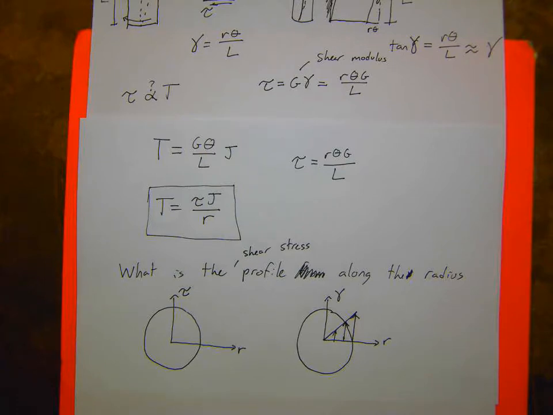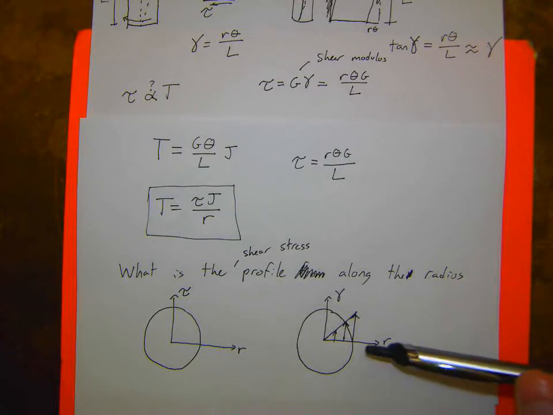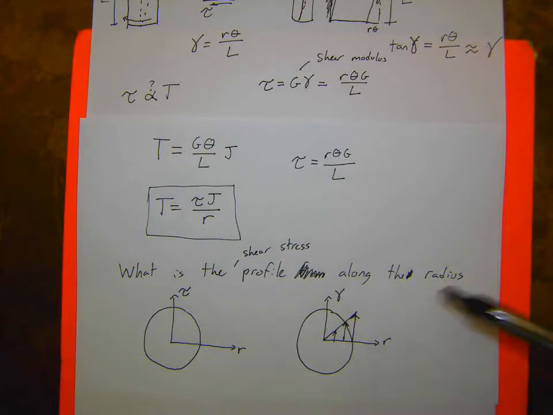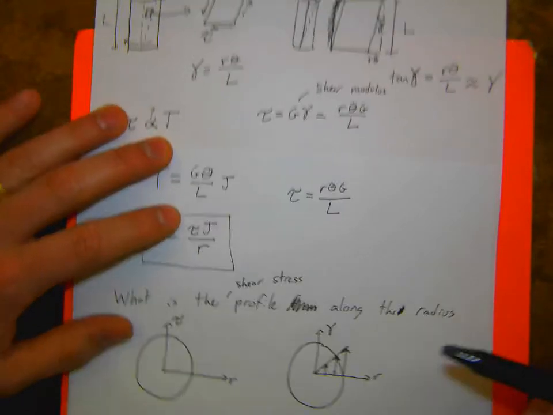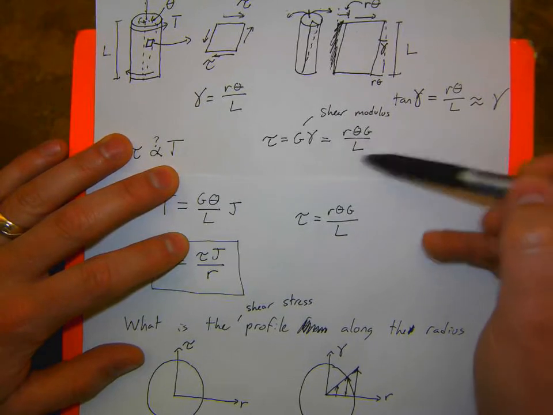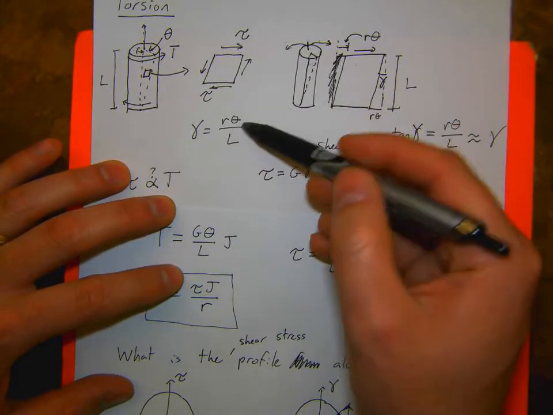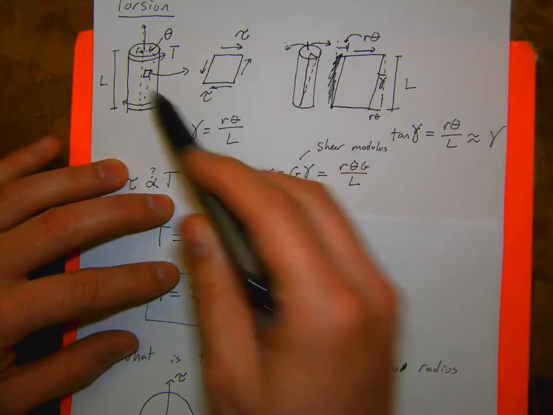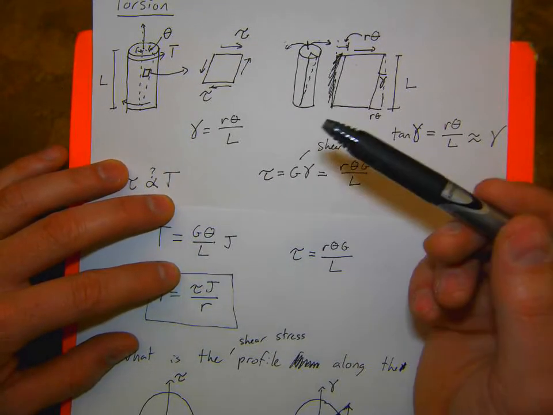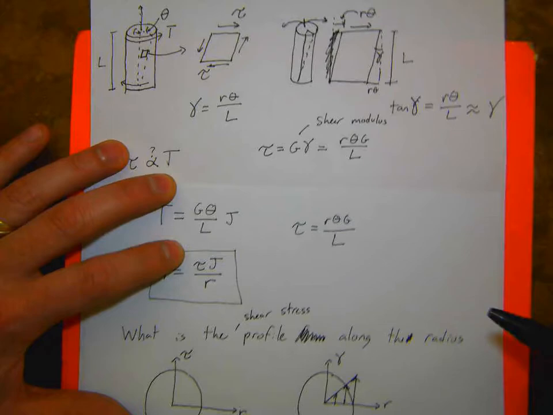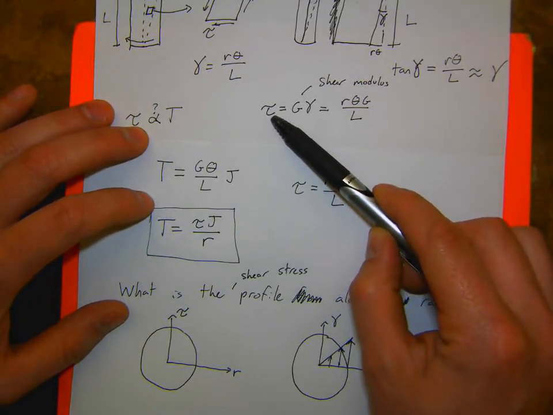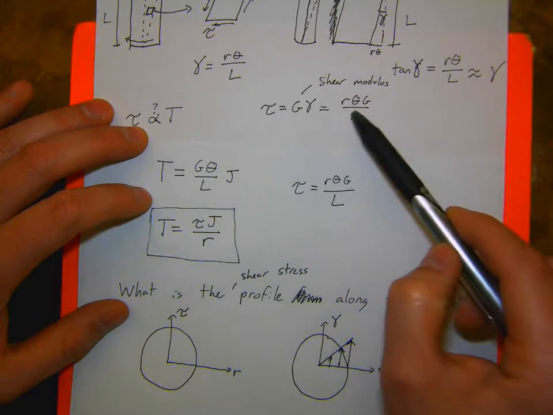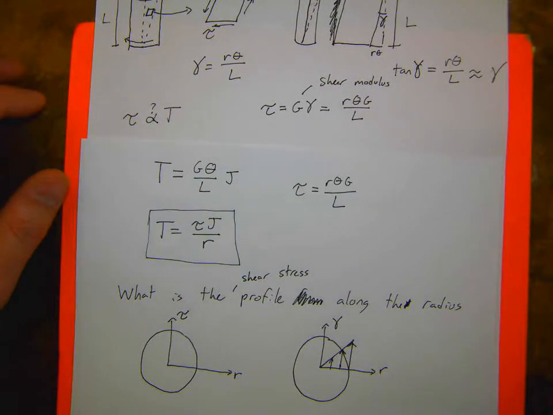Let's bring it back together. In the last time we talked about this, I had shown you the shear strain relationship as a function of R is linear, because we have R theta over L, where theta is just an applied twist and L is a fixed length of the beam, so it's a linear function of R. Now for our shear stress here, how does that vary as a function of R?